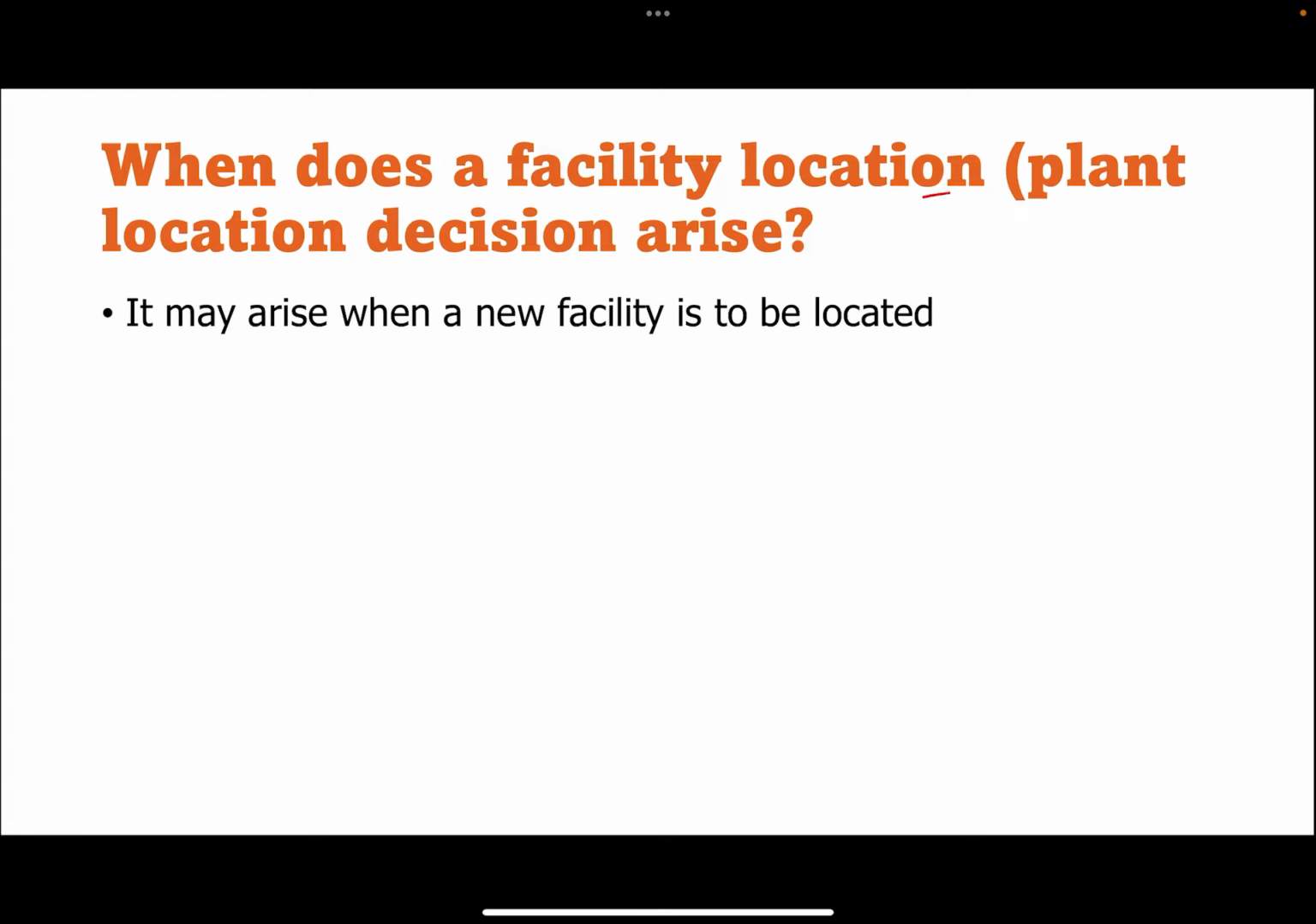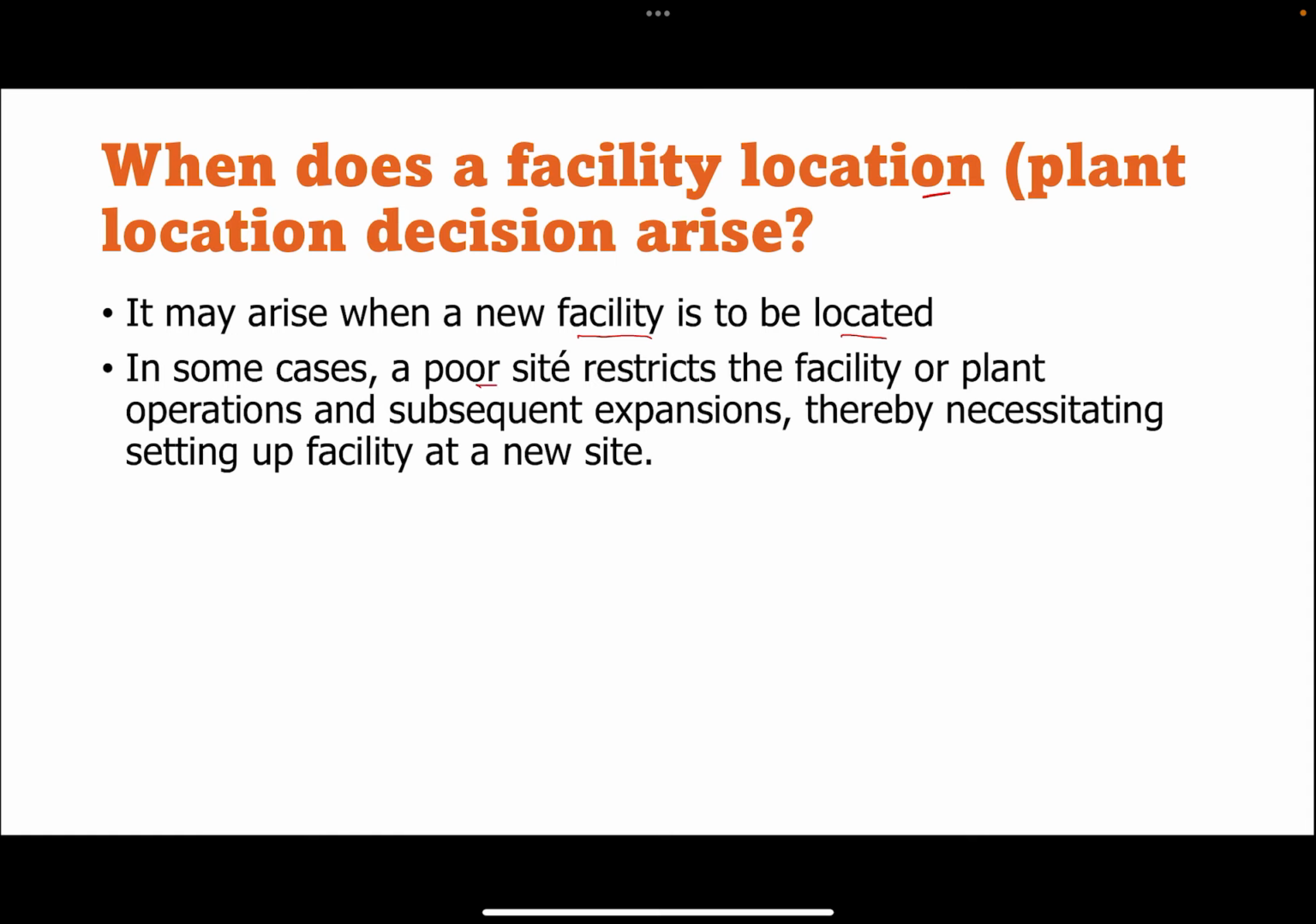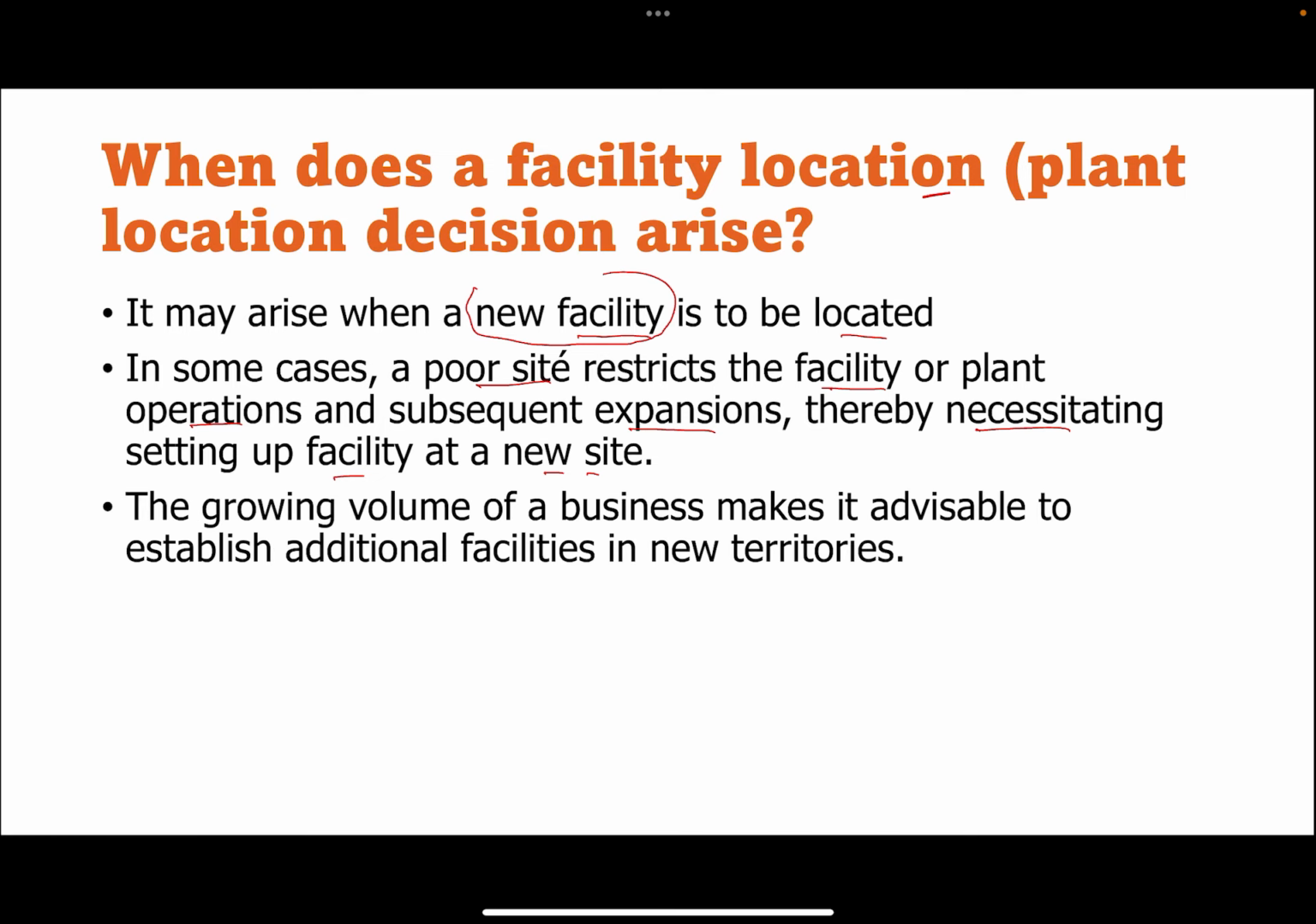So when does a facility location decision arise? It may arise when a new facility is to be located. In some cases, a poor site restricts the facility or plant operations in subsequent expansion, thereby necessitating setting up a facility at a new site. So one case is when you need a new facility, and sometimes you may change the location of the existing facility. Then also you need to search for a facility. And also the growing volume of business makes it advisable to establish additional facilities in new factories.